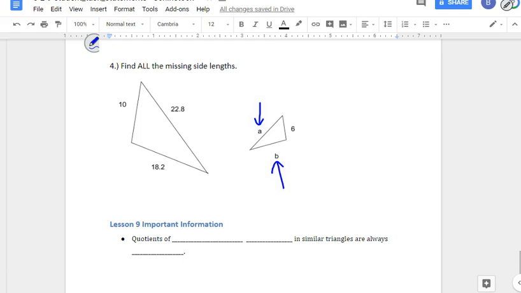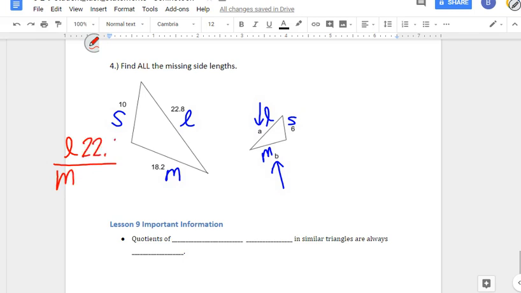All right, so I'm going to label what I know in this first triangle. 10 is obviously the small side length, 18.2 would be the medium, and 22.8 would be the long. So that means over here, 6 is going to be the small side length, B is going to be the medium, and A is going to be the long. So I have to use the first triangle to find a common ratio.